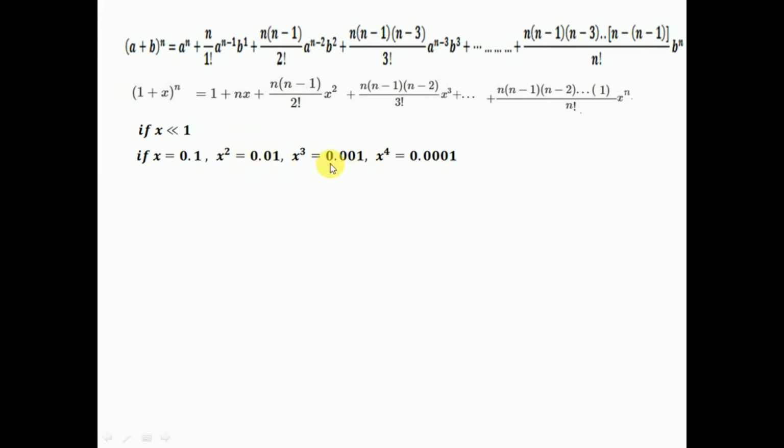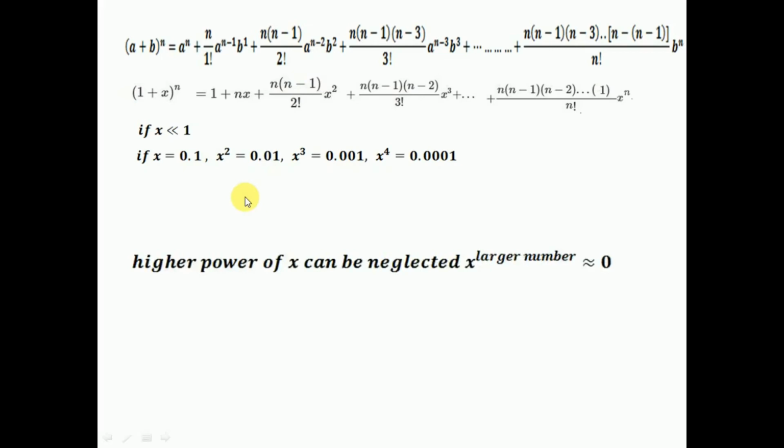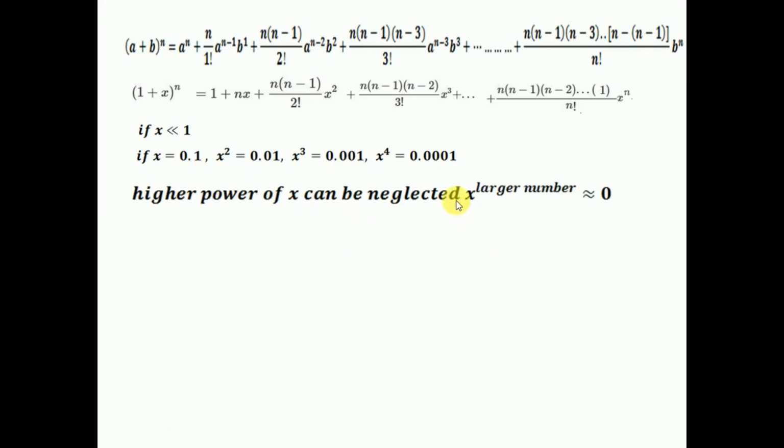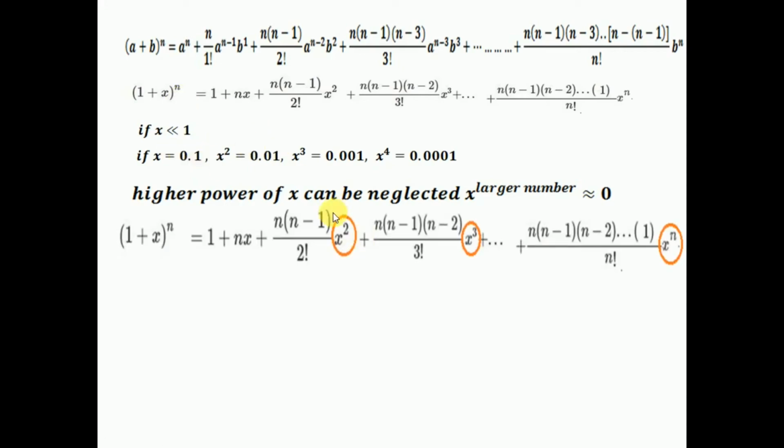After x square the value becomes very small, so we can neglect these numbers. Higher powers of x can be neglected, so x to the power of a larger number is nearly equal to 0. This 0.01 compared to 0.1 is very small, so I can take this to be 0. x square, x cube, x to the power n, we can neglect them because their values are very small. So I'm just left with 1 plus nx. So for a small value of x, 1 plus x to the power n is 1 plus nx. This we are going to use in our derivation.